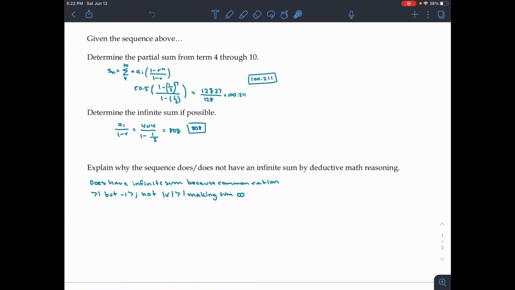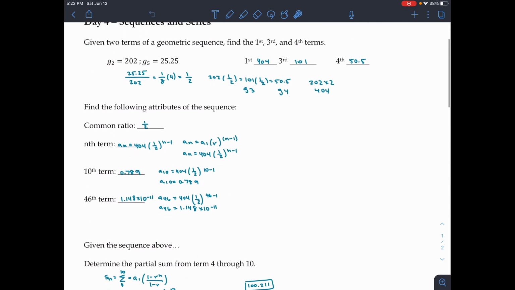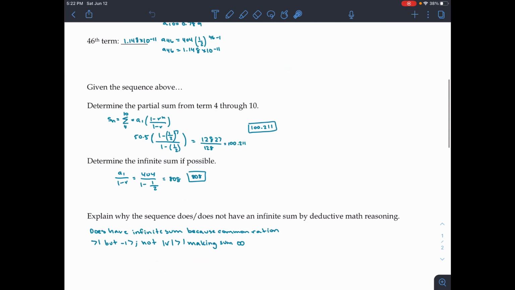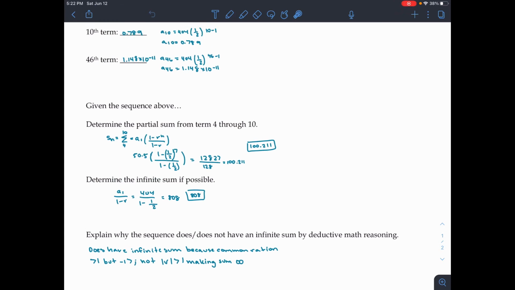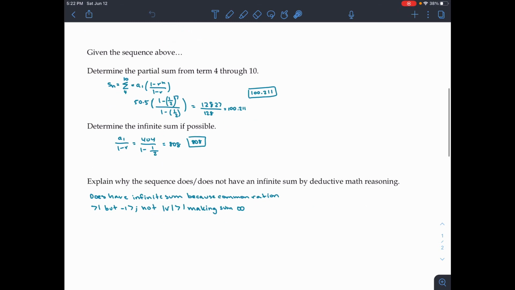So given the sequence above, determine the partial sum from terms 4 through 10. And so how we would do that is using this same function. We have Sn equals sigma. On the top we have 10 because that's our top term, and then 4 because that's our lowest. That would equal the first term, and we use the equation we had previously: a1 times 1 minus r to the power of n over 1 minus r, and we would just plug in our numbers.